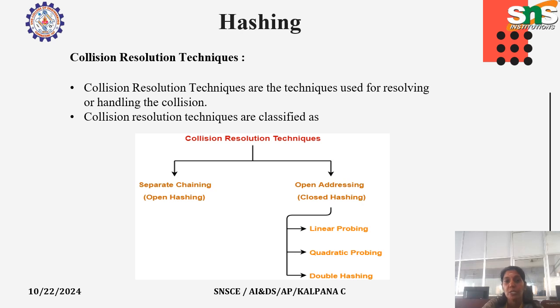These are the collision resolution techniques in hashing. One is separate chaining, or open hashing, and another is open addressing, or closed hashing. These are the two types of methods we use to resolve collisions. In open addressing, we have linear probing, quadratic probing, and double hashing. We'll see one by one.